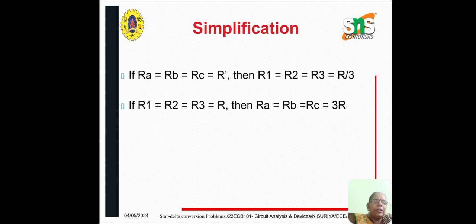So if RA is equal to RB is equal to RC is equal to R, all the resistances are the same, then R1 is equal to R2 is equal to R3 is equal to R by 3. Similarly, in the other case, if R1 is equal to R2 is equal to R3 is equal to R, then RA is equal to RB is equal to RC is equal to 3R.